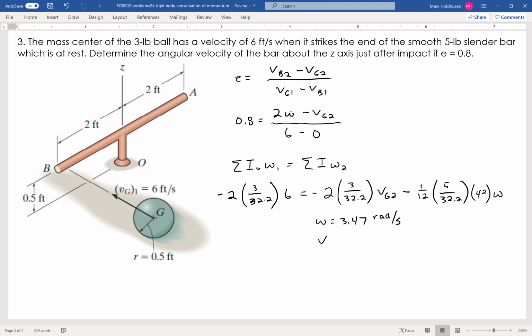And for the record, VG2 then becomes 2.14, which is less than the 6 feet per second it started with, which makes sense. It keeps going in the same direction though. So again, angular momentum is conserved about point O, and the coefficient of restitution applies at the point of impact, which is actually at point B, as well as the ball.